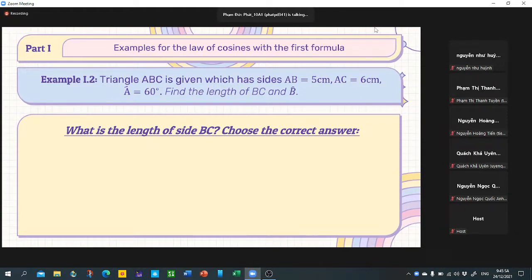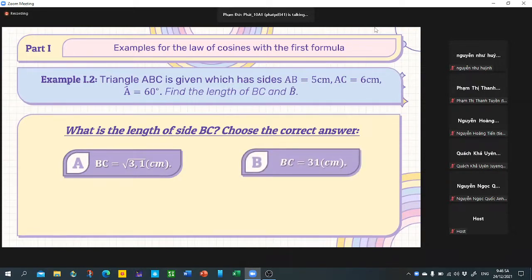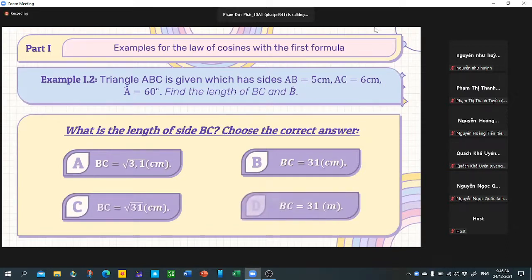I will choose from you guys after listing all the options. A, BC equals the square root of 3.1 centimeters. B, BC equals 31 centimeters. C, BC equals the square root of 31 centimeters. And D, BC equals 31 meters. Ngân Hà, please. I choose C.